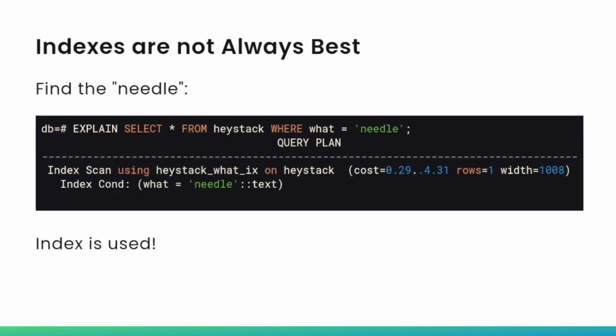And we try to find the needle. So, and I hope you appreciate my commitment to this metaphor, but we are looking for the needle in the haystack, okay? So if we do an explain select star from haystack where what equals needle, we can see that the database decided to use our index on the haystack. So the index is used.